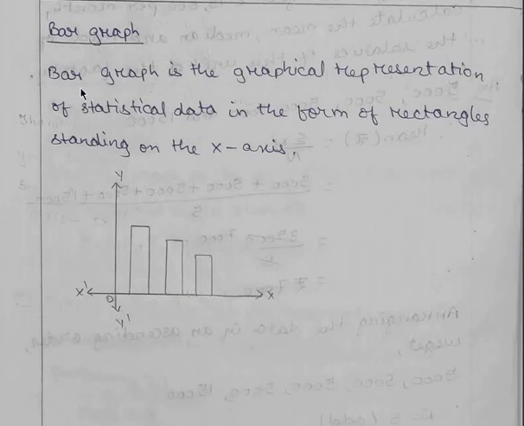Bar graph. At least definition, try to learn. Bar graph is the graphical representation of statistical data in the form of rectangles standing on the x-axis.